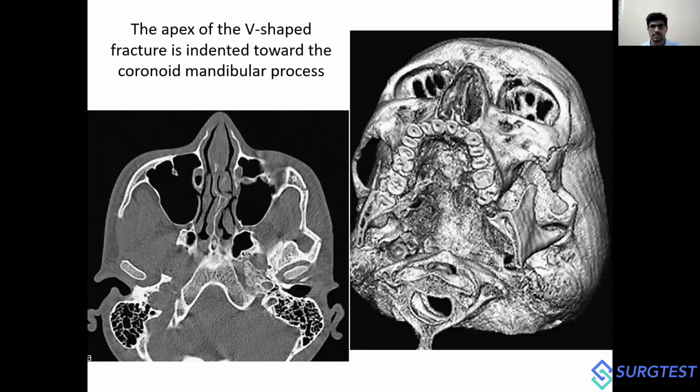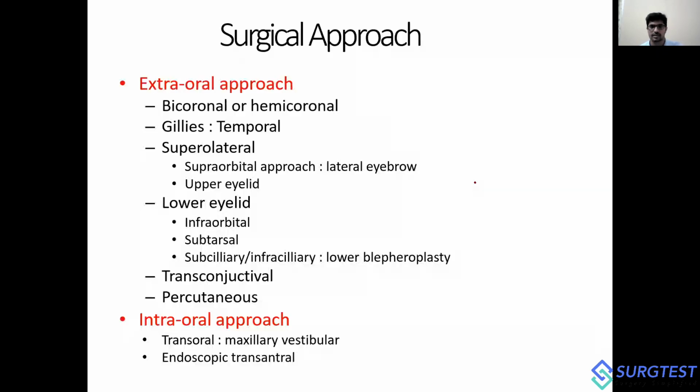So this is the coronoid process. Although it is far away, it is not spared from the fracture of the zygoma. This is a depressed fracture of the zygoma, as you can make out. So it is in close relation, which can cause trismus.